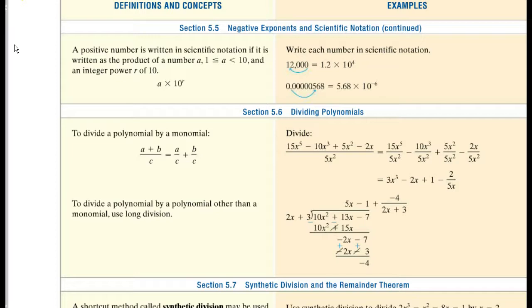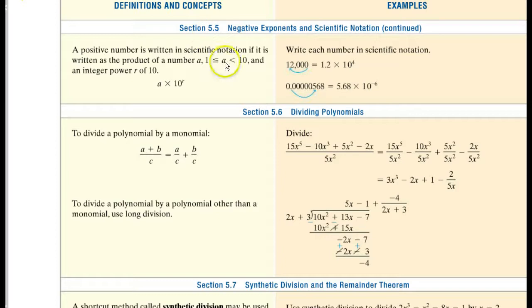Now, when you do scientific notation, it's just converting a regular number in standard form, big numbers, small numbers, to a number between 1 and 10, and then to some power of 10. So this is a big number. We're moving the decimal over 4 places to make it a number between 1 and 10. That'll be a 1.2. And then it's going to be times 10 to, how many places do we move it over? 4. 10 to the 4th.